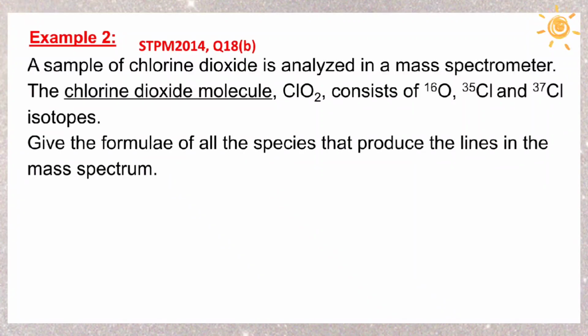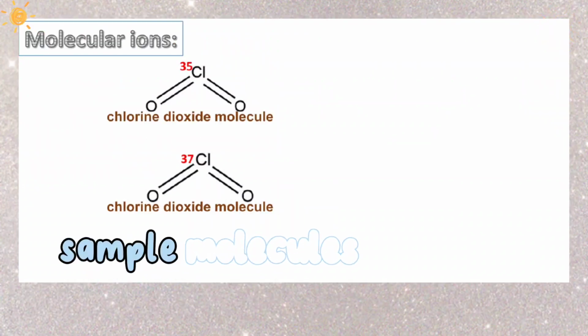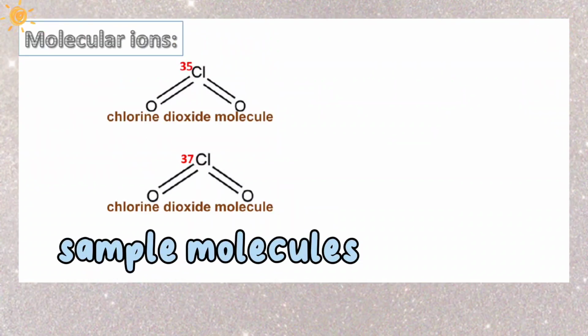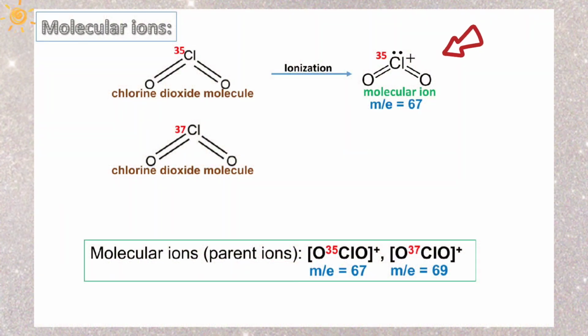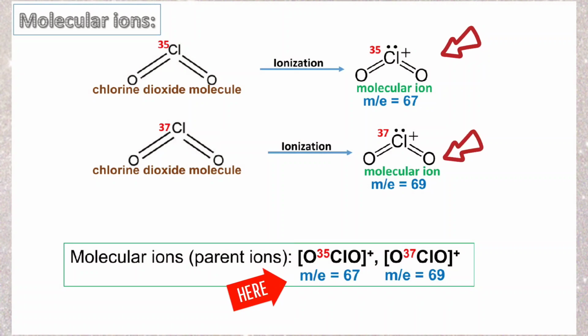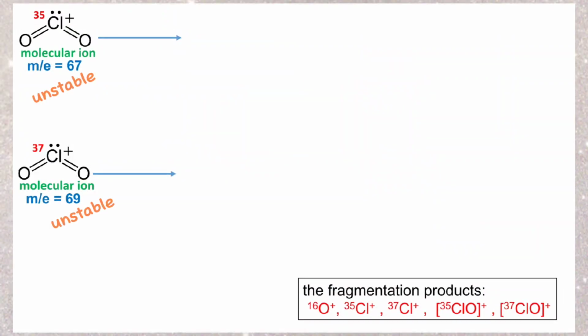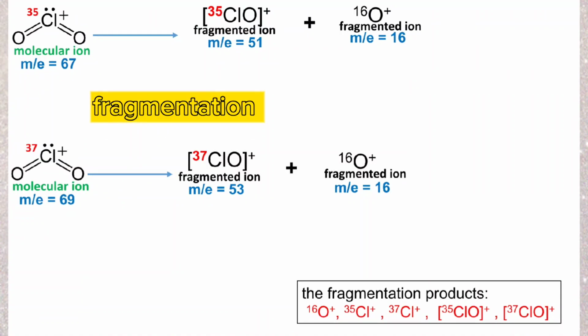Since the sample consists of isotopes chlorine-35 and chlorine-37, these are the samples of chlorine dioxide molecule. After ionization, these are the molecular ions produced. These molecular ions are unstable and decompose into different fragments.